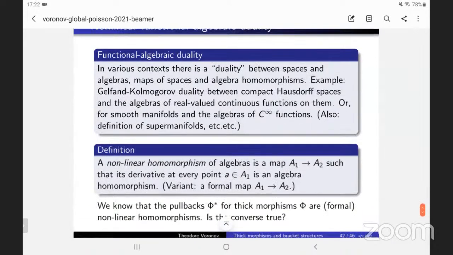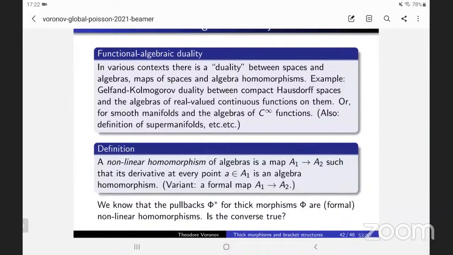So we have a philosophy of duality between spaces and algebras, and between maps and algebra homomorphisms. There are many manifestations of duality. For example, in topology, you have Kolmogorov-Gelfand duality, where to a compact Hausdorff topological space there corresponds the algebra of real-valued continuous functions. And the theorem of Kolmogorov and Gelfand is that all algebra homomorphisms, not just bounded ones, between such algebras correspond to continuous mappings. I'm not speaking about algebraic geometry, obviously, but supermanifolds are defined this way. In particular, we know that for differentiable manifolds, all homomorphisms between algebras of differentiable functions are obtained by pullbacks.